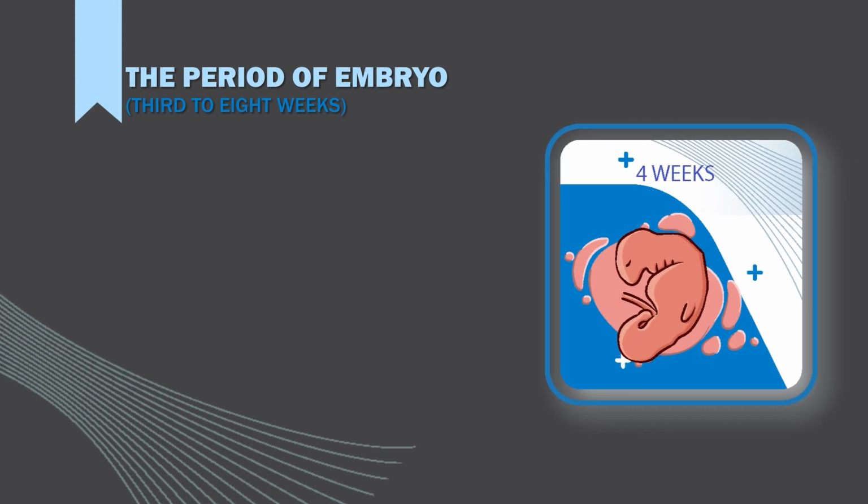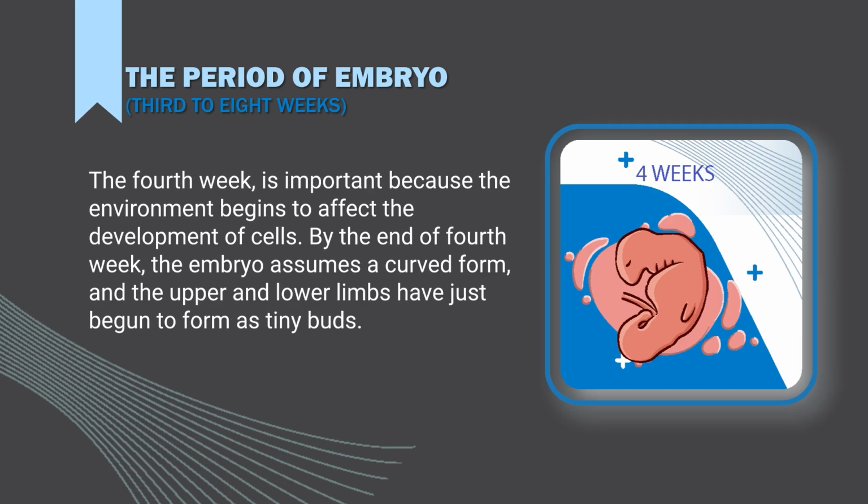Now, within the 3rd to 8th weeks, what happens? In the 4th week, it is important to know that the environment begins to affect the development of the cells. That is the reason why in the 4th week it is very important to keep the mother happy and the environment stable for the pregnant woman, because the environment begins to affect the development of the cells.